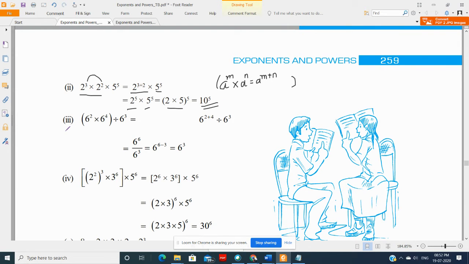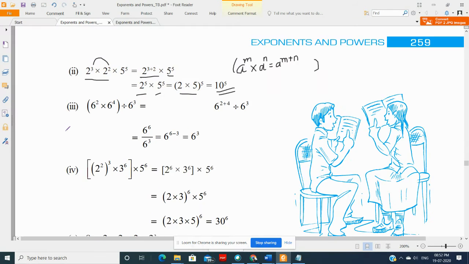Okay. Next sum. 6 square into 6 raised to 4 divided by 6 cube. Now the first thing you do is sort out this. So same base, power will be added because multiplication relationship. That's what we are going to do here. 6 is common and 2 plus 4. This divided by, and this thing will remain same. So we'll just copy paste, right?